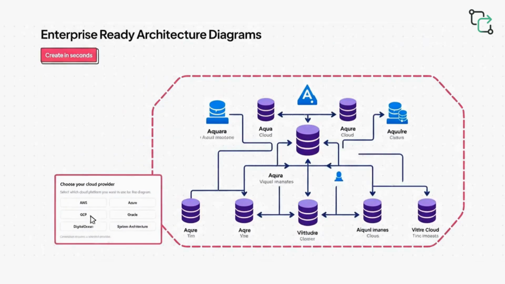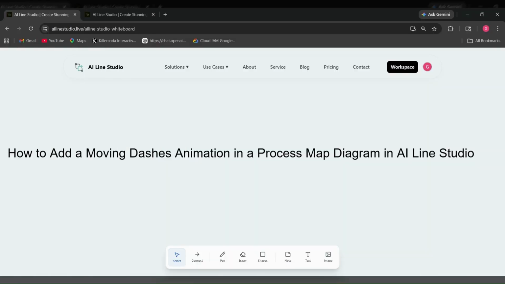Clear, structured, production ready. Hello everyone, welcome to AI Line Studio tutorial 166, and today's topic is how to add a moving dashes animation in a process map diagram in AI Line Studio.